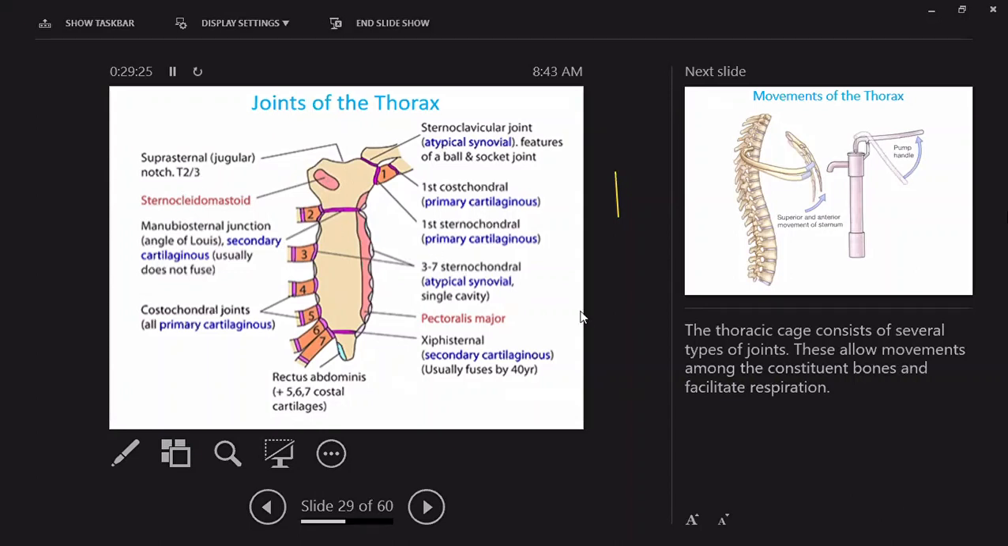Joints of the thorax. This is a very famous MCQ question. Please note down this picture most importantly. These angles, these joints, we will ask what type. You have done joint types, I think. You have learnt about cartilage so far, so you understand which are primary cartilaginous, which are the secondary. Generally, midline joints are secondary cartilaginous, right? They fuse. Know which these are. This is a MCQ question.